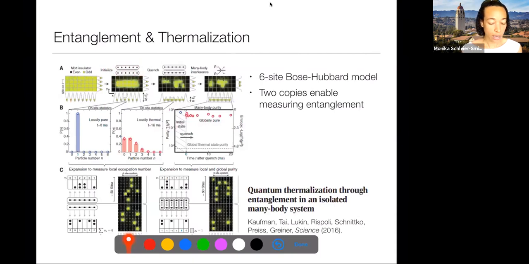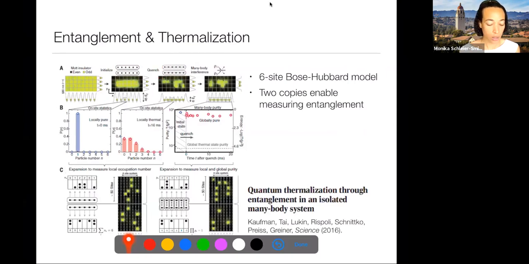And by lowering the lattice depth, they kind of quench on tunneling. So the atoms can start to tunnel between sites in each of these copies of the system. And then their trick for measuring entanglement entropy in this system involves essentially doing some interference between these two systems.